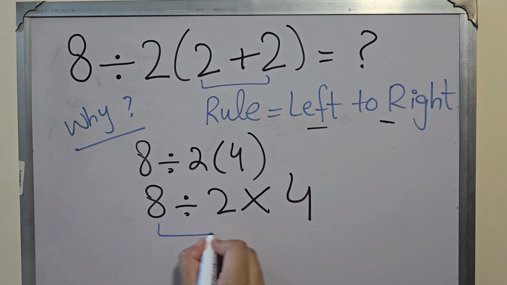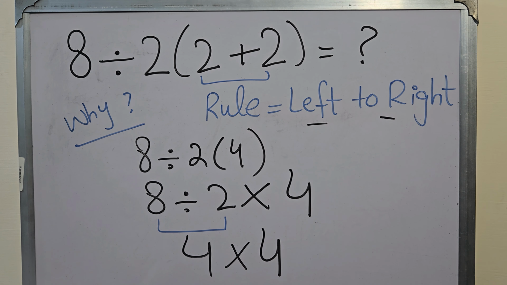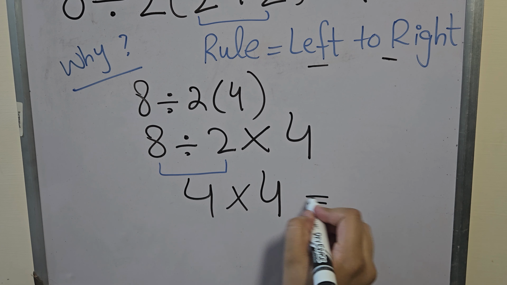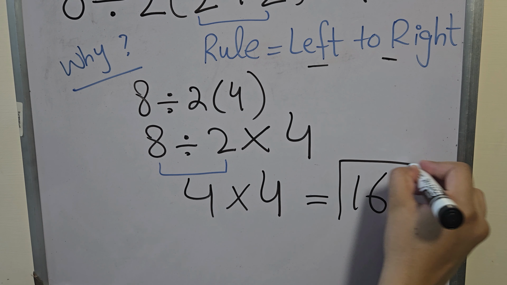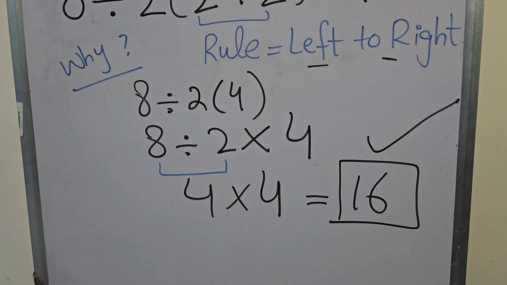Now if we go from left to right, we first solve 8 divided by 2, because of left to right, which comes to 4. Now 4 multiplied by 4, which is 16. Now the exact answer is 16, not 1.